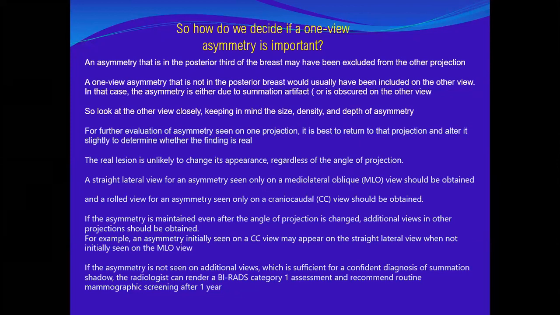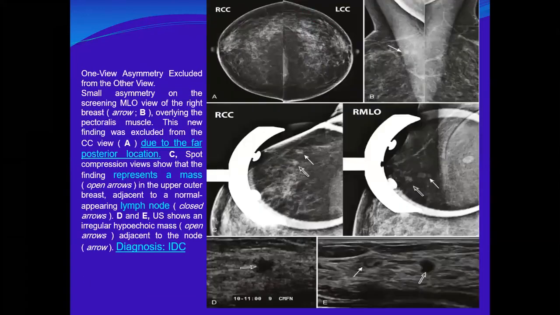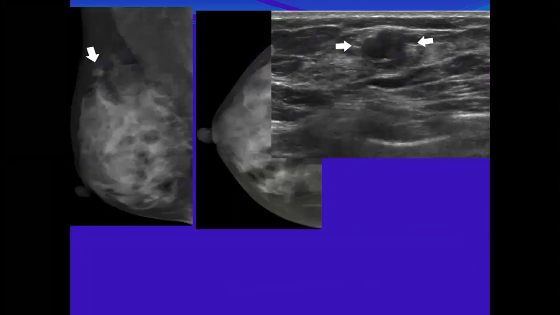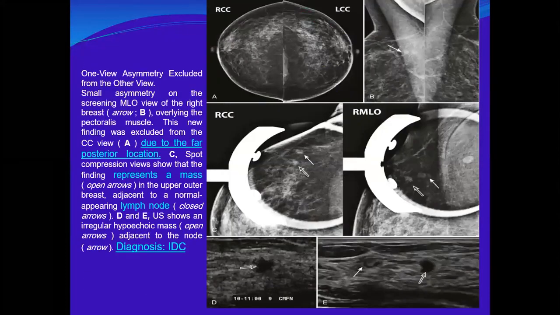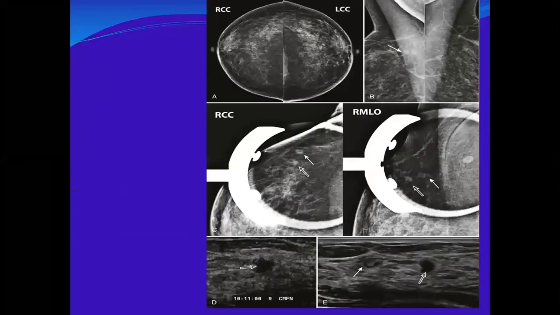If it is seen in the CC view and not seen in the MLO, and we do a true lateral 90 degree and it is seen, that means it is a real one. So we need many examples for this to make it clear. But if you agree, we can stop here and continue next Saturday, taking more examples.